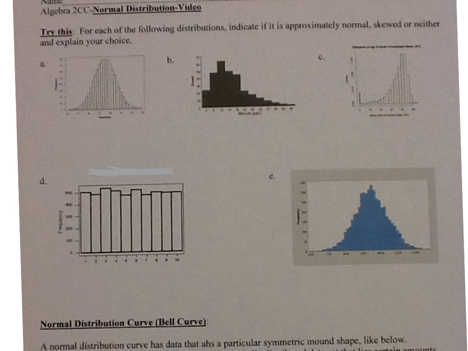your choice. So taking a look at number 1, or A, the curve looks like this. So this is normal. And why would it be normal? Because it's mounded.